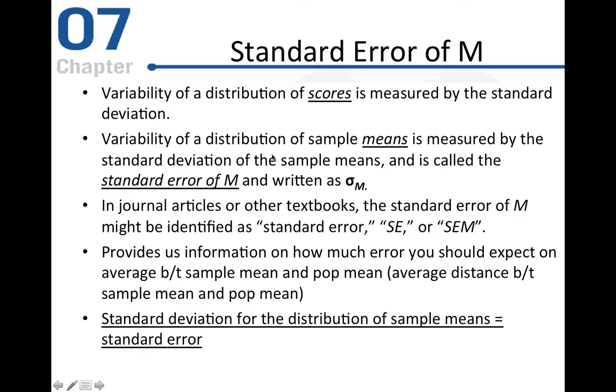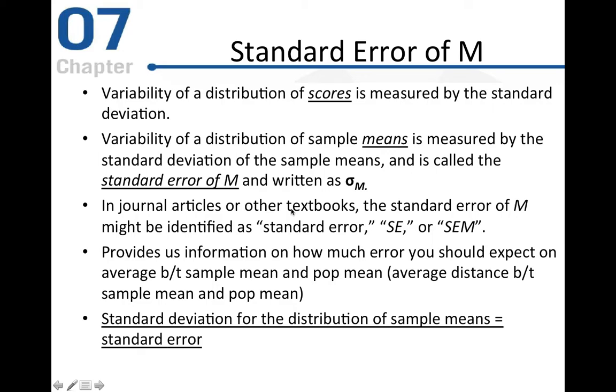Okay, and so now we're going to talk about the standard error of the sampling distribution of means. The variability of a distribution of scores is measured by the standard deviation. The variability of a distribution of sampling means is measured by the standard deviation of the sample means and is called the standard error of the sampling distribution of means. And it's written like this right here. It kind of looks like the same symbol as the standard deviation, but with an M right there.